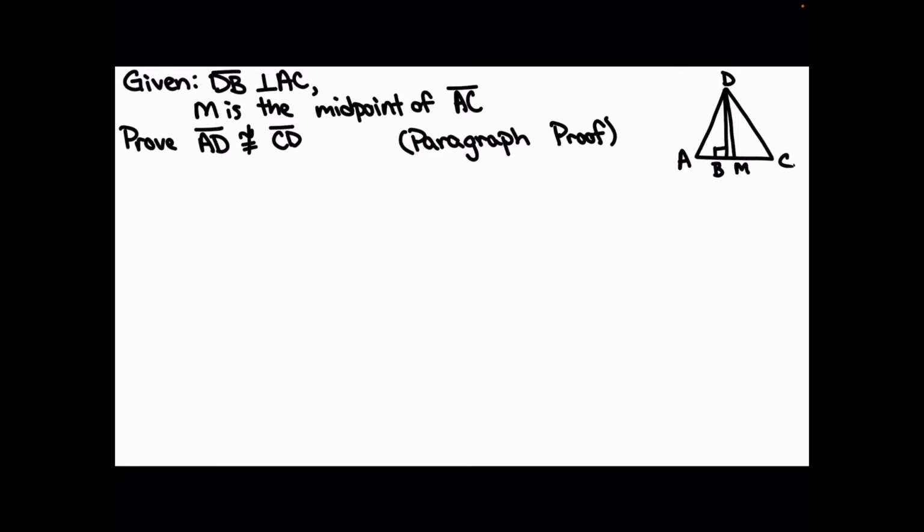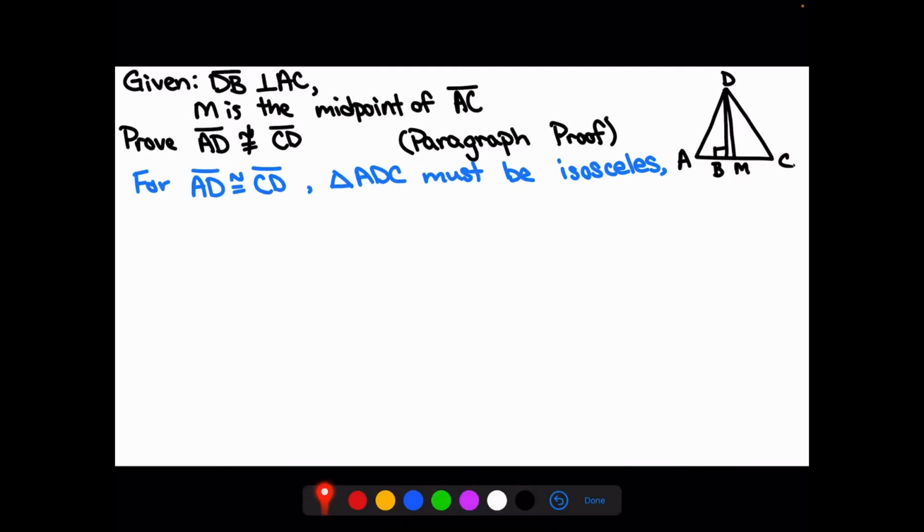So, with this proof, we're given that DB is perpendicular to AC and that M is the midpoint of AC. We would like to prove that segment AD is not congruent to segment CD. So, first, we're going to assume the negation of what we're trying to prove. So we're going to assume that AD is congruent to DC. And if that's the case, then triangle ADC would be isosceles. That's how we're always going to start these off. We're going to assume the negation of what we're trying to prove.